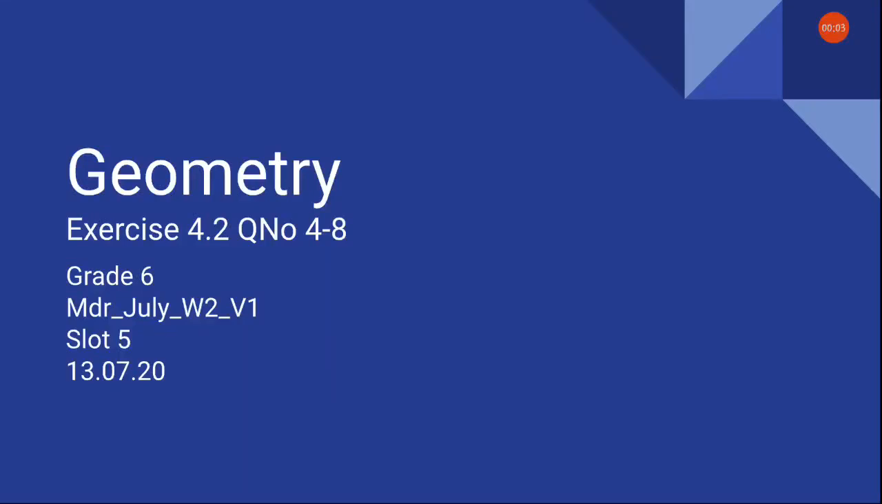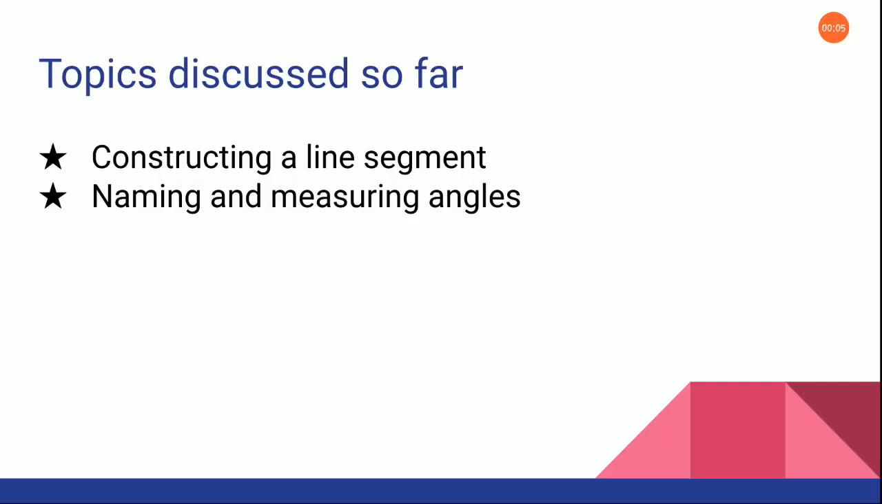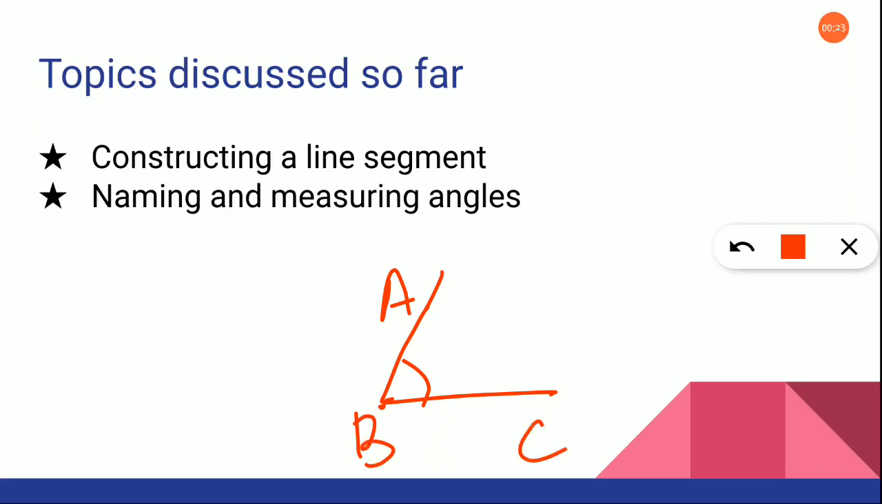Namaste children. In our previous week, we learnt about drawing a line segment and also we learnt how to measure angles and then also to name those angles, right? If an angle is like this, you will name it as, suppose if you want to keep it as A, B and C, you will name it like this. And when you are representing it, you will write it as angle ABC.